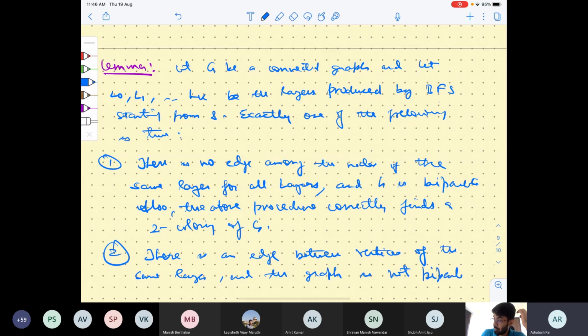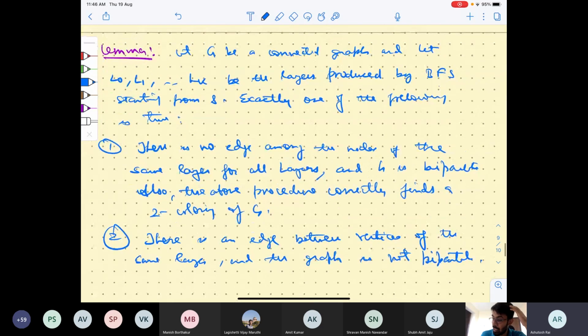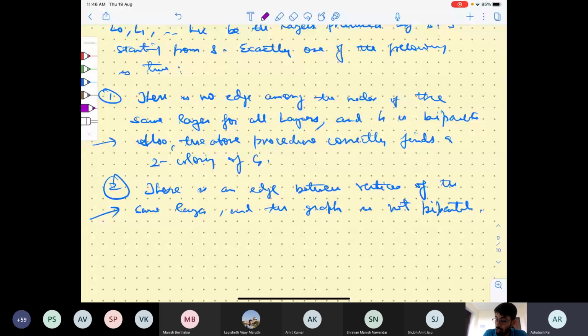Okay, so if this lemma is correct, if we can prove this lemma, then the above procedure outputs correctly. Because if the graph is bipartite, then case 1 holds, and if the graph is not bipartite, then case 2 holds, and two vertices of the same layer will have an edge between them, so they will have the same color. The algorithm will output no. So what is the proof of this lemma?